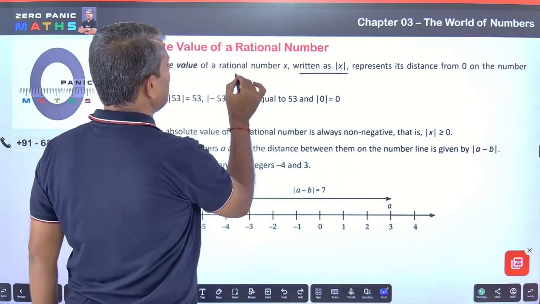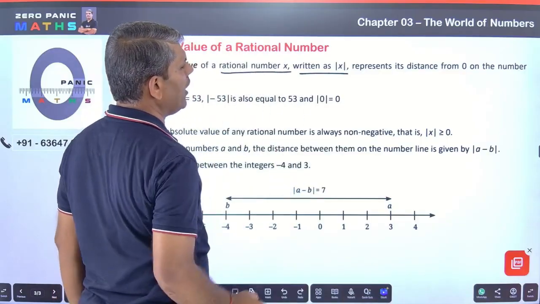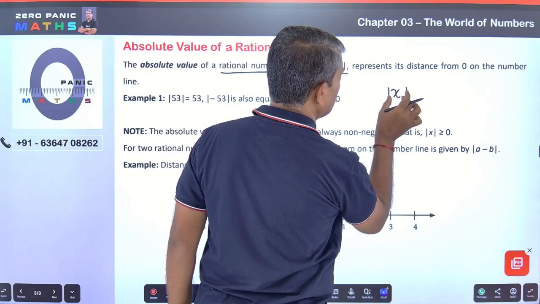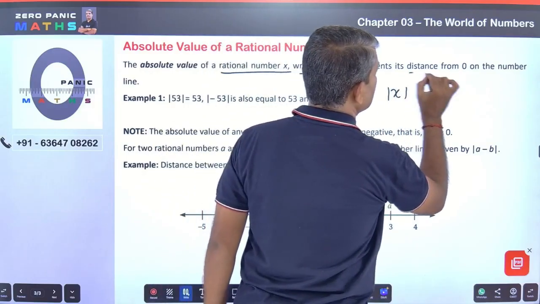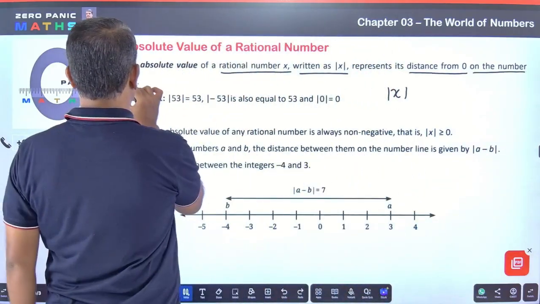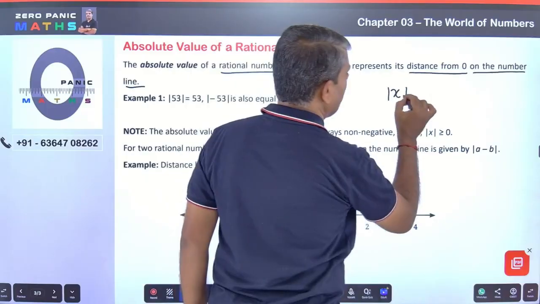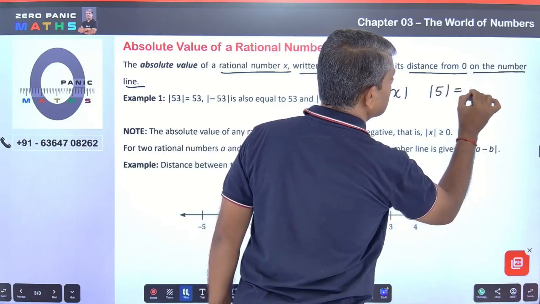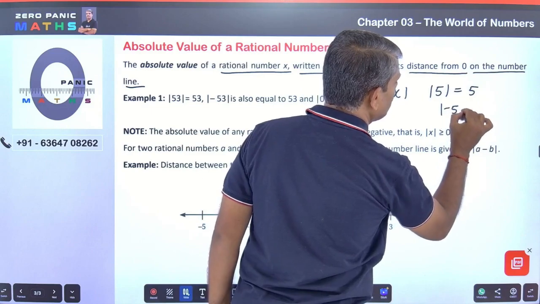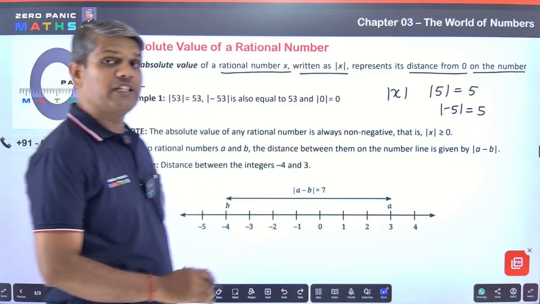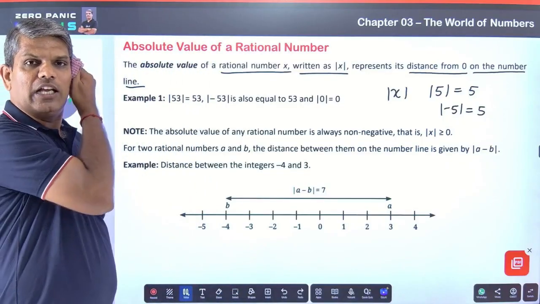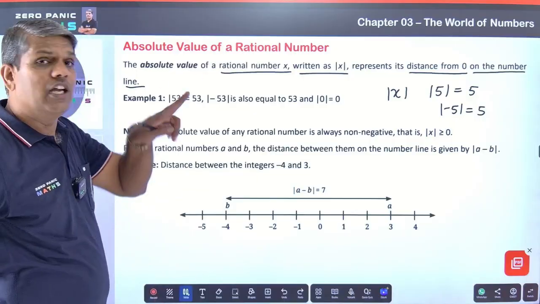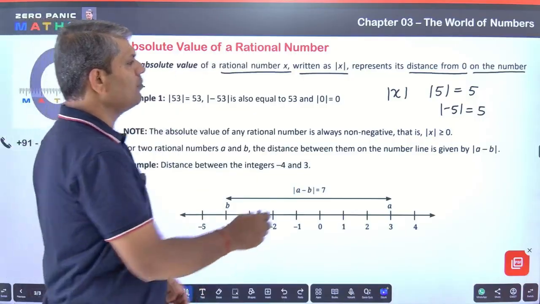If you are finding the absolute value of some number, then that number is always written inside the modulus symbol. It always represents the distance from 0 on the number line. So the modulus of 5, or absolute of 5, is 5, and if you take minus 5, this is also 5. You might know this. Absolute is nothing but the positive value of the quantity given inside the two vertical lines. This symbol is absolute.